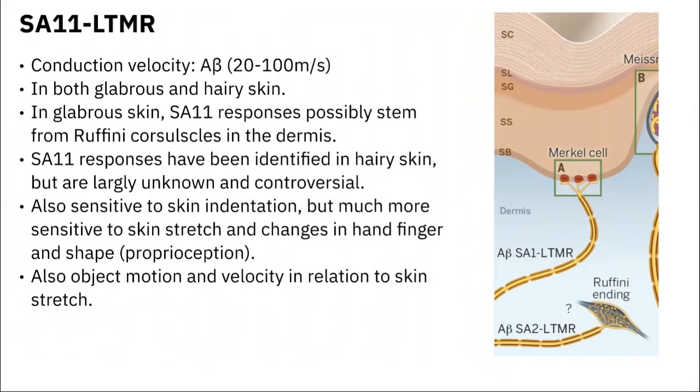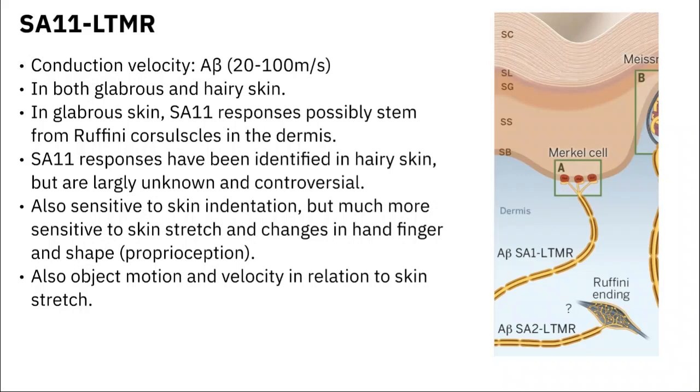Next are slow adapting 2 low threshold mechanoreceptors with a conduction velocity of A beta 20 to 100 meters per second. They are also found in both glabrous and hairy skin. In glabrous skin, the responses possibly stem from the Ruffini corpuscles in the dermis. They have been identified in hairy skin, but are largely unknown and remain controversial.